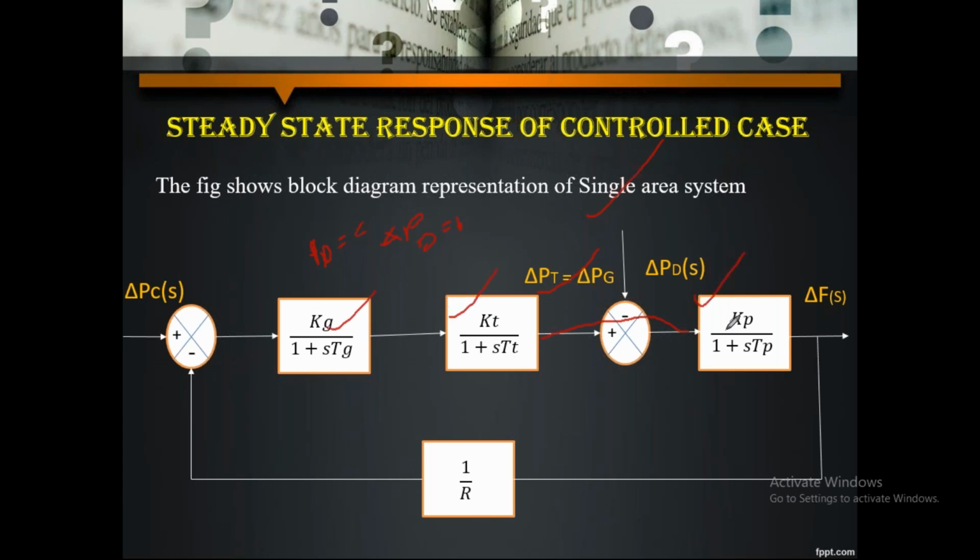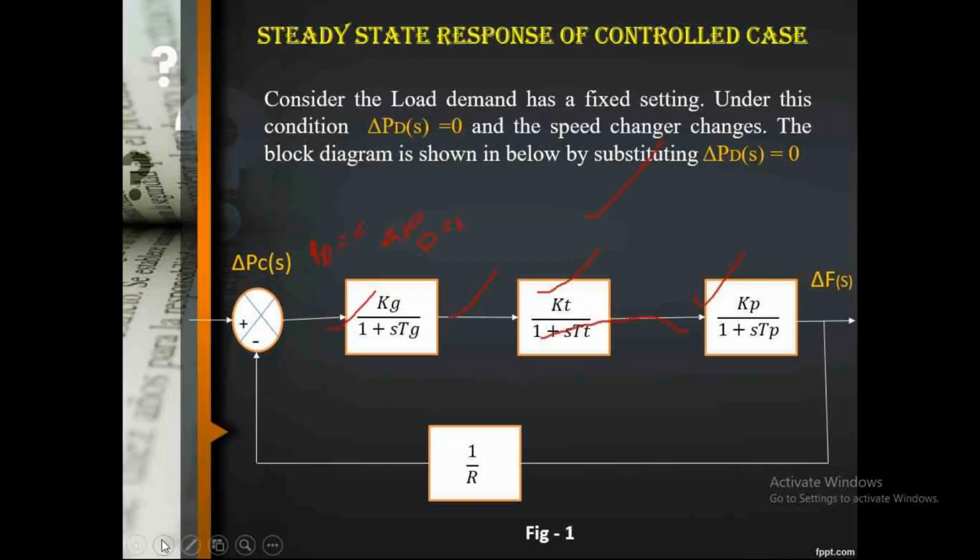When the three blocks are cascaded, we have to multiply them. So you will get Kg, Kt, Kp divided by (1 plus sTg) into (1 plus sTt) into (1 plus sTp). After that it should be like a negative feedback loop. First of all, eliminate these cascaded blocks. When you consider delta PD as 0, the block diagram looks like this. So here delta PD of s equals 0.